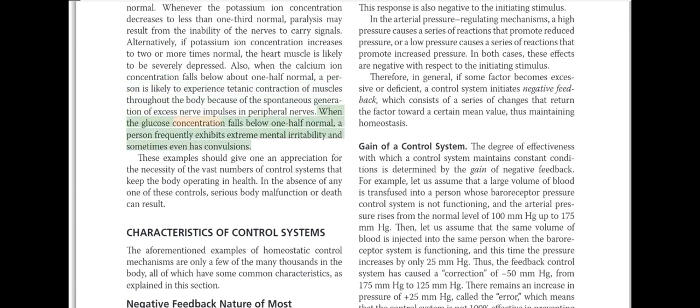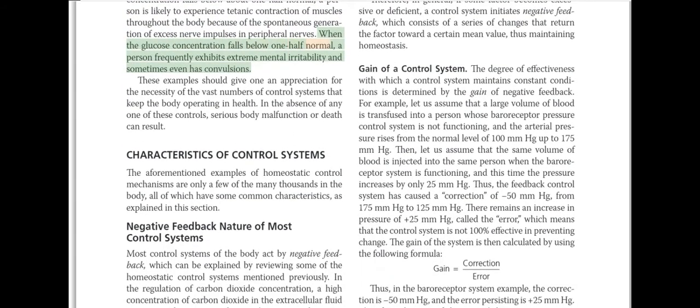When the glucose concentration falls below 1/2 normal, a person frequently exhibits extreme mental irritability and sometimes even has convulsions. These examples should give one an appreciation for the necessity of the vast numbers of control systems that keep the body operating in health. In the absence of any one of these controls, serious body malfunction or death can result.